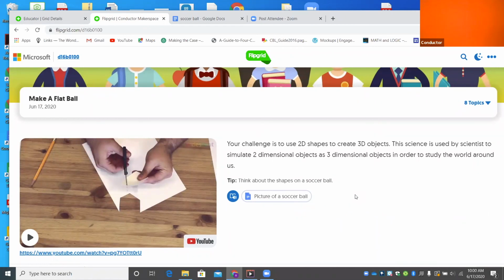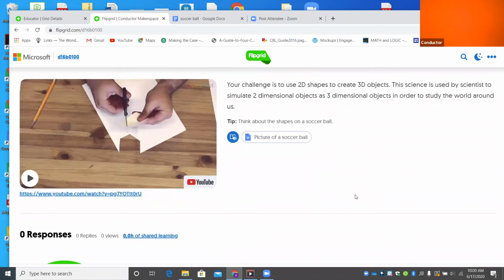Build a sphere, which has no straight lines. You're going to use straight lines and flat shapes to do that, such as squares, triangles, pentagons, hexagons, or any other shape that you can think of.